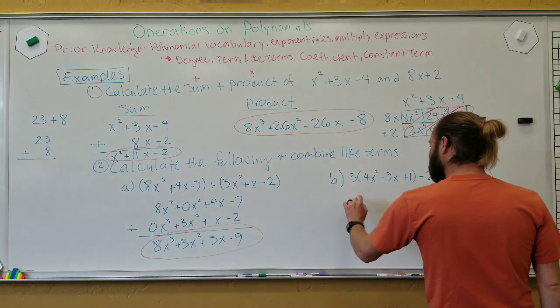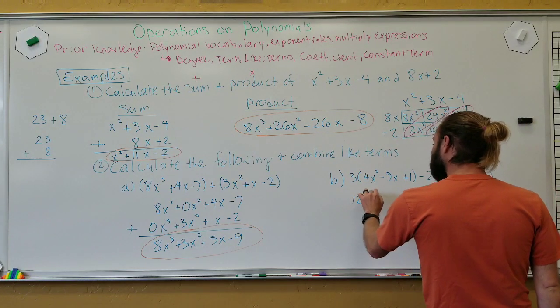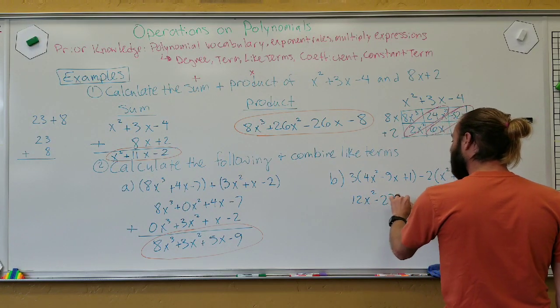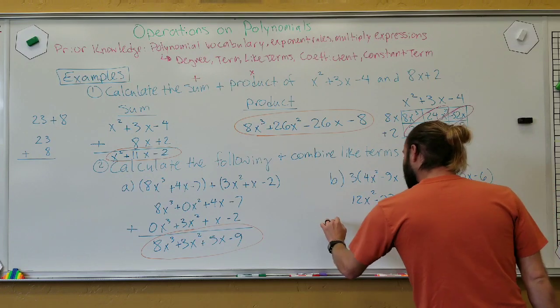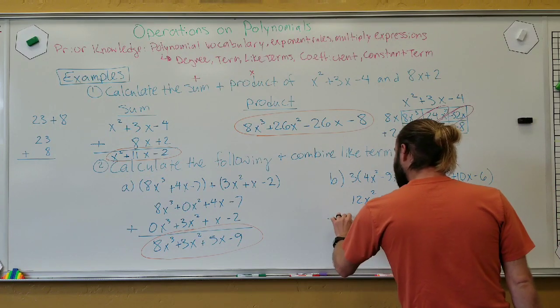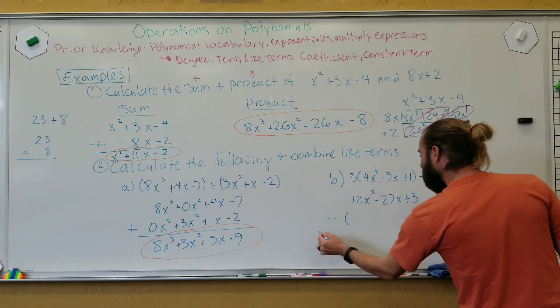So let's distribute the 3, and that's going to make this 12x squared minus 27x plus 3. And we're going to subtract away. I'm going to tell you something.